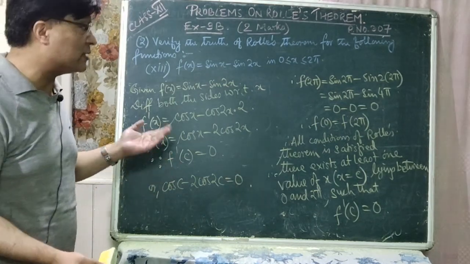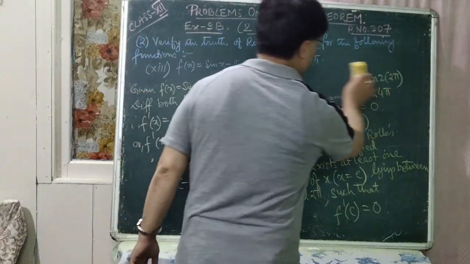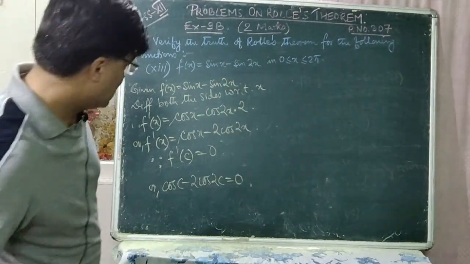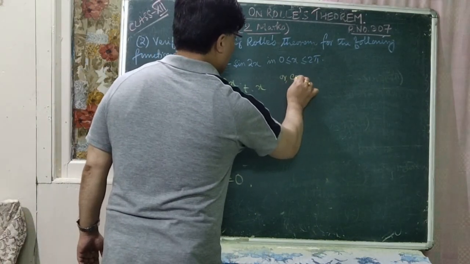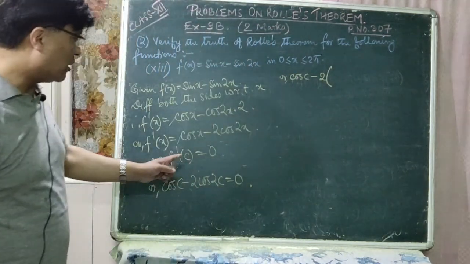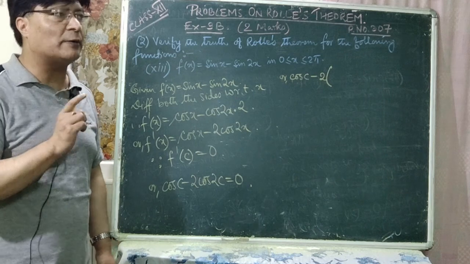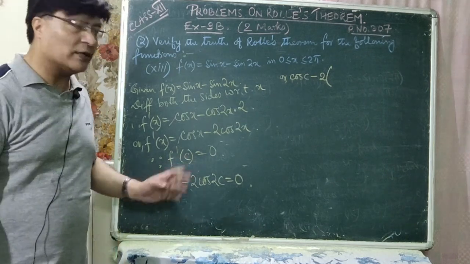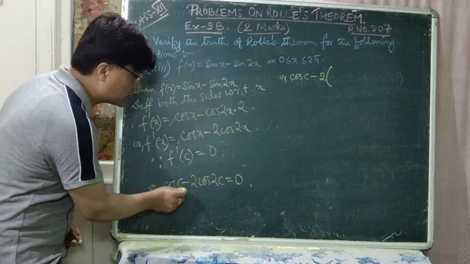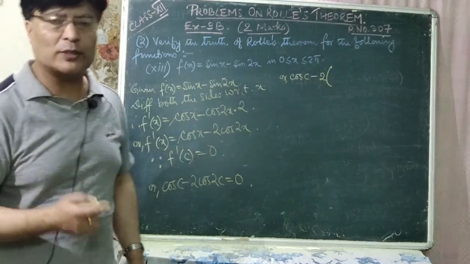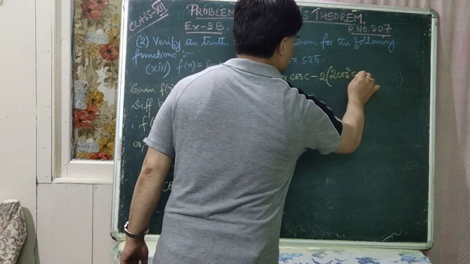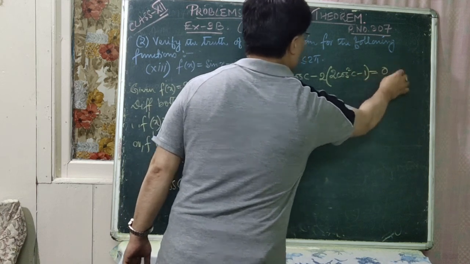Now let us simplify it and get the value for cos c. So cos c minus 2 into, within bracket, now you should know the formula of cos 2c. This is from multiple angles. What is the formula for cos 2 theta in terms of cos? Since the first term is in terms of cos, you have to write cos 2c in terms of cos. What is the formula? It is 2 cos square c minus 1, right? It is 2 cos square c minus 1, bracket closed, which is equal to 0.